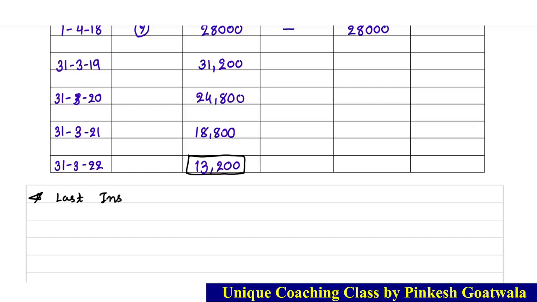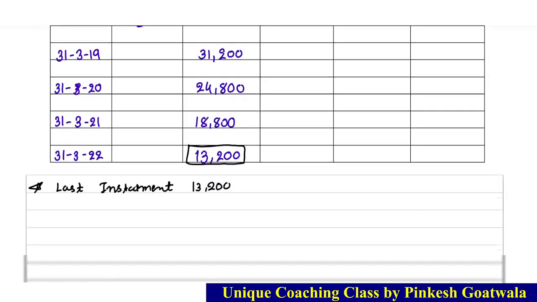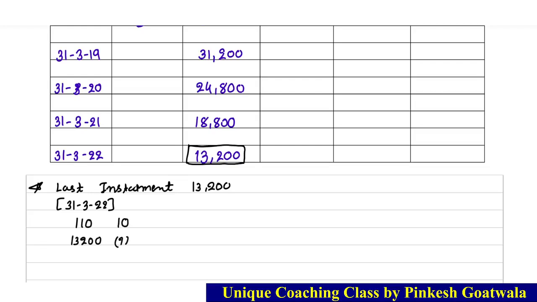Last installment 13,200. Okay, and the rate of interest કેટલું છે? That is 10% છે. Rate of interest 10%. Last installment date પણ લખી દઈએ, 31st March 22 છે. So the rate of interest is 10%, so you have to apply this step 110 માં 10. So in case of 13,200, what amount comes?